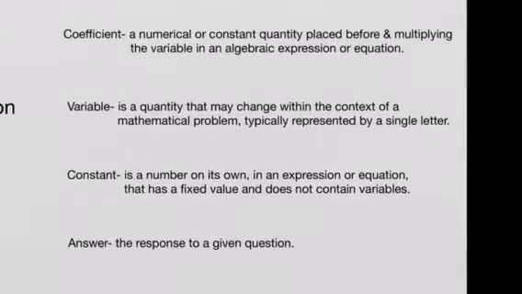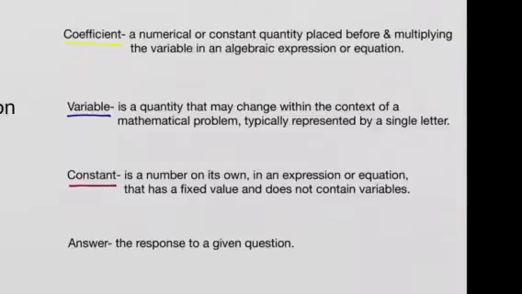So first, we have the coefficient. The coefficient is a numerical or constant quantity placed before and multiplying the variable in an algebraic expression or equation. Then we have the variable. It is a quantity that may change within the context of a mathematical problem, typically represented by a single letter.